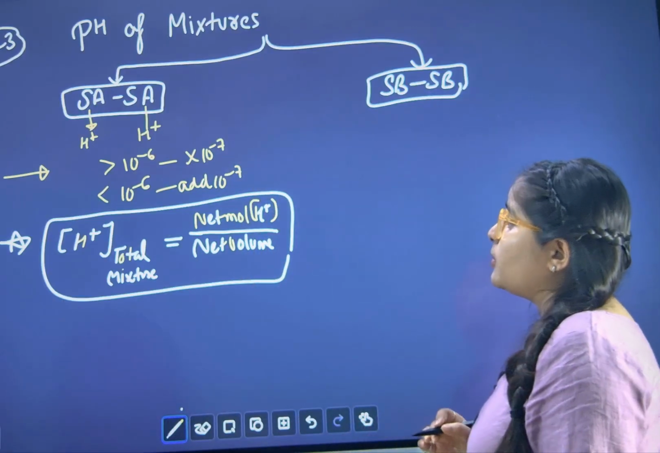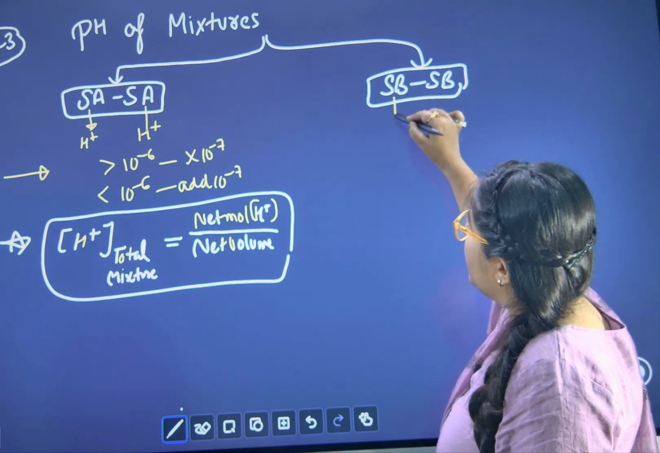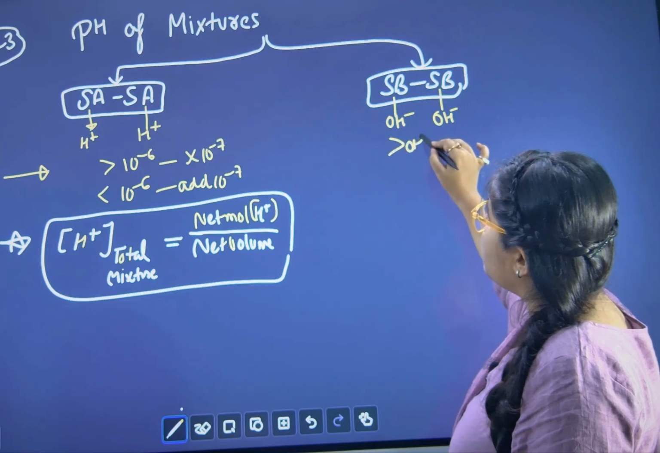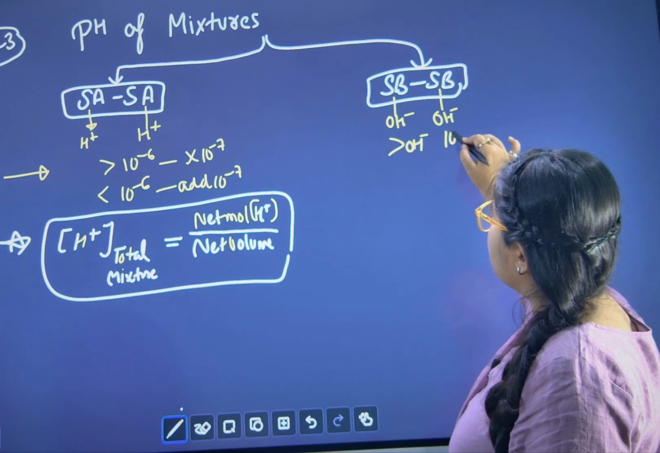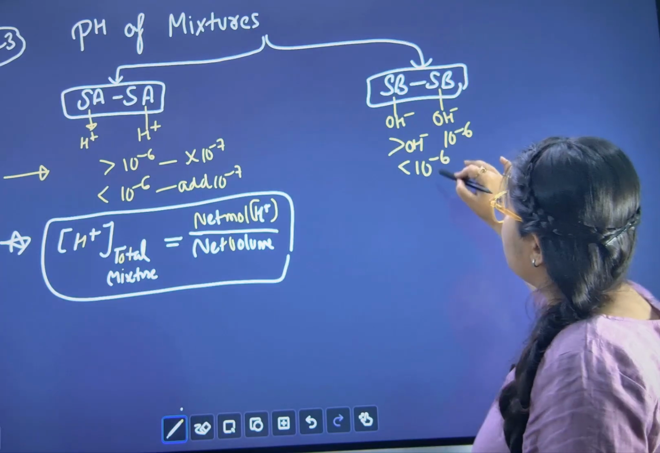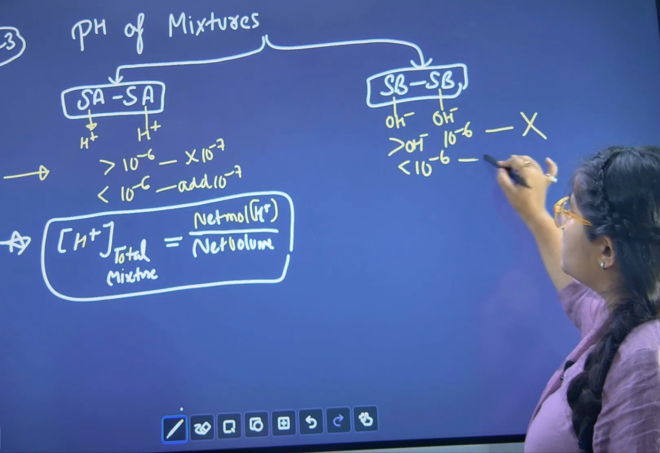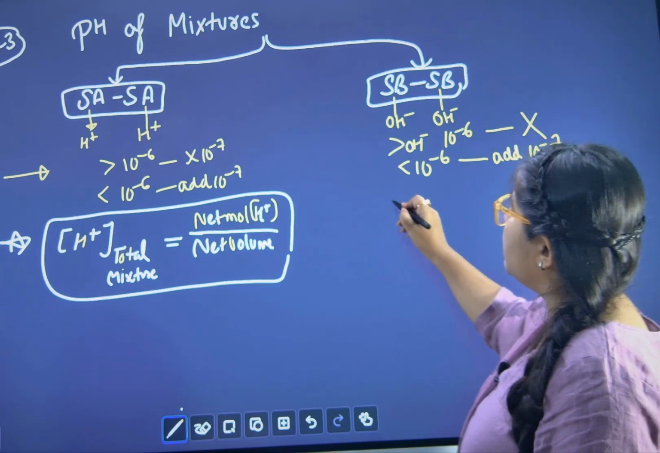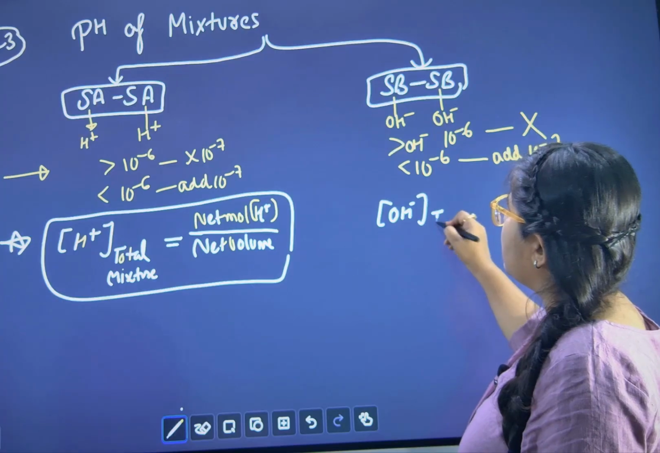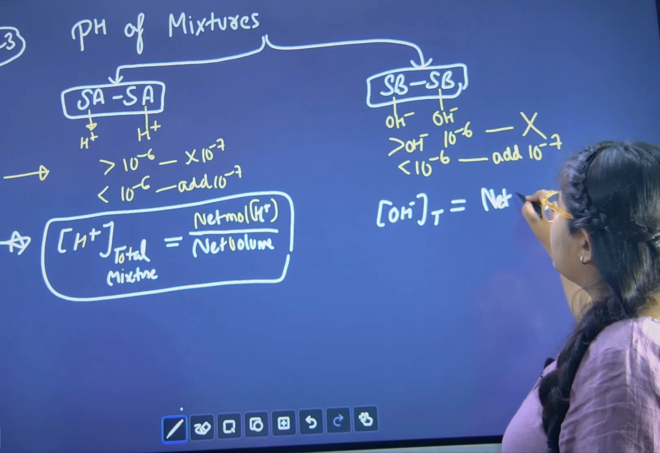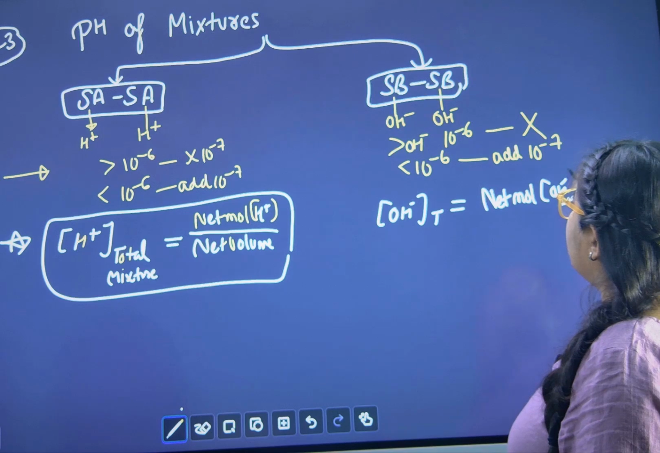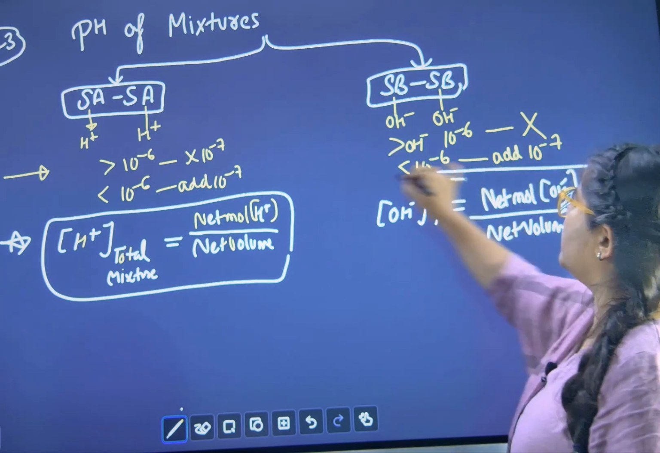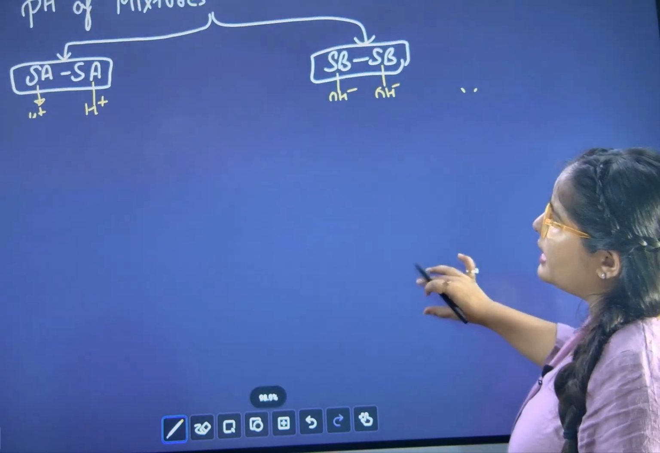Now for base, what will we do? Base is also the same. I will find the OH ion from here and OH ion from here, then check whether this OH ion is more than 10 to the power minus 6 or less than 10 to the power minus 6. More than 10 to the power minus 6, no stress. Less than 10 to the power minus 6, we will add 10 to the power minus 7. After that, we will calculate the total OH ion. Total OH ion will be equal to the net mole of OH ion by the total volume. Here we will calculate net OH ion, and here net H ion.